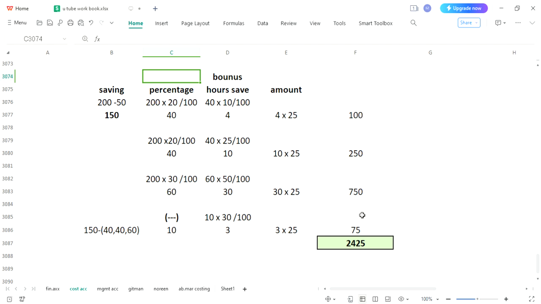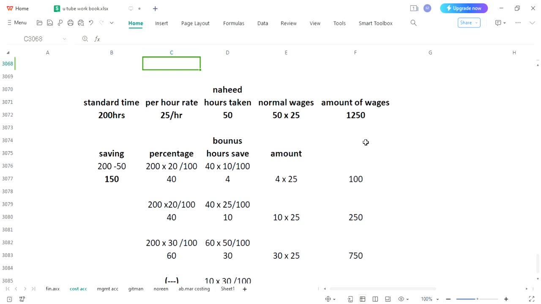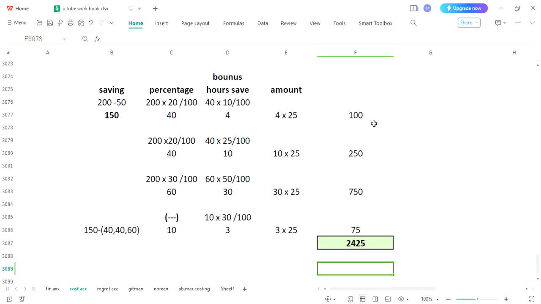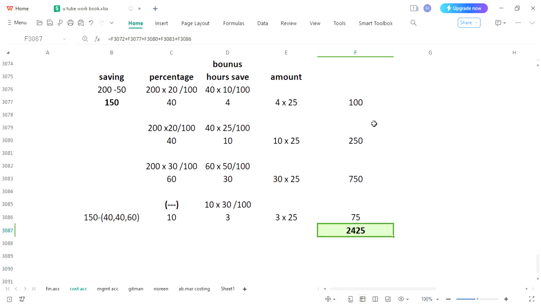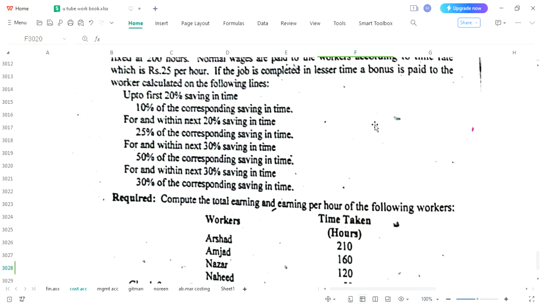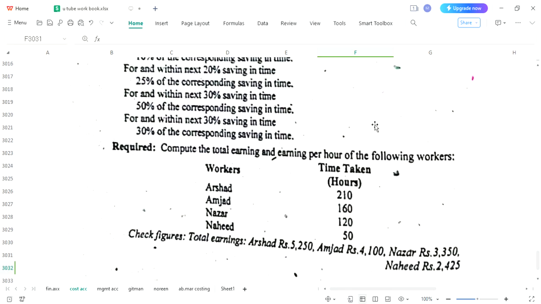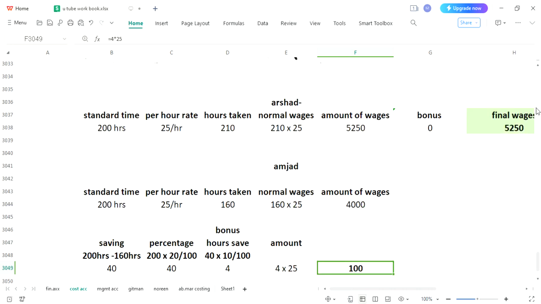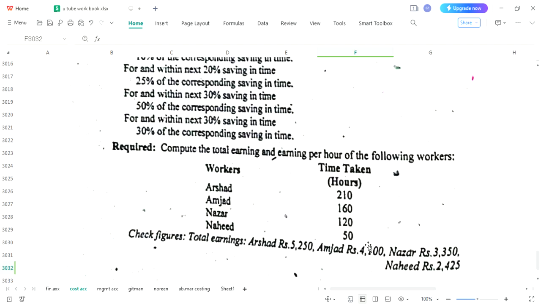Bonuses were calculated, all four bonuses, and the normal wage amount is 1250. The total amount we have calculated is 2425. In this way, our answers have been completed. We have Arshad 5250. This is Arshad 5250. And then we had Amjad 4100.